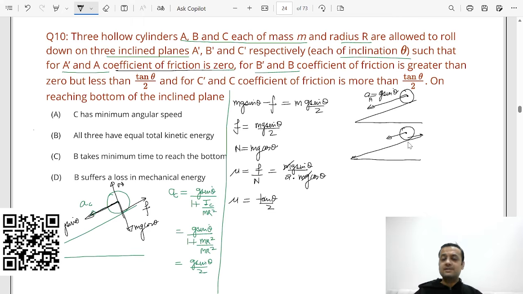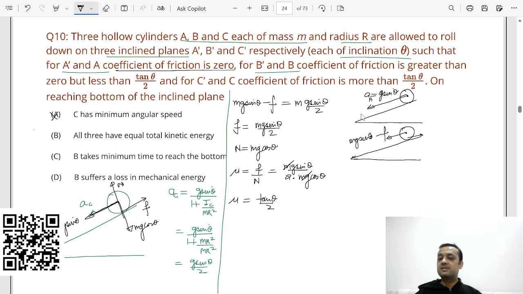All right, so in this case, what will happen? Acceleration will become less than g sin theta. Why will it be less than g sin theta? Because now we have a net force down the plane, mg sin theta minus friction, and this friction is mu into normal, and mu, remember, is less than tan theta by 2. So option A, by the way, becomes wrong. Why? Because option A is saying C has minimum angular speed, whereas we know that body A will have minimum angular speed, which is 0.